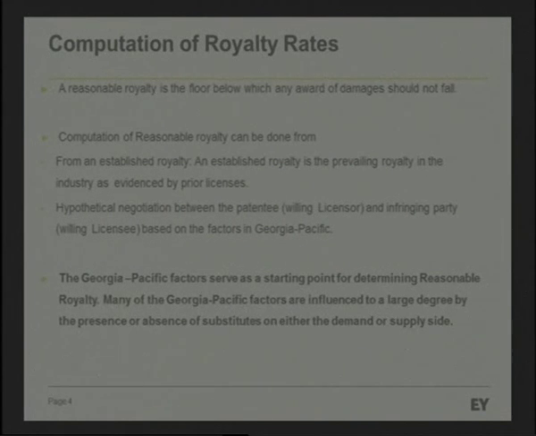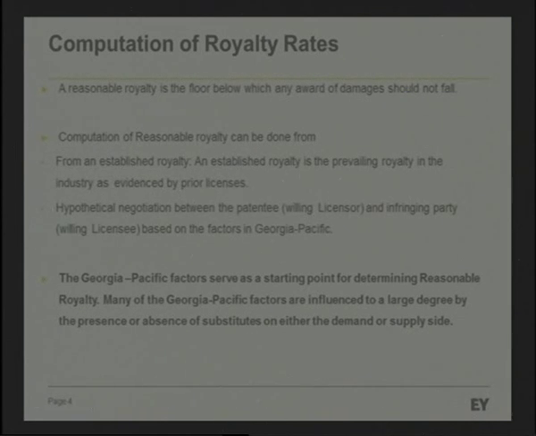Computation of royalty rates. Royalty rate, as I defined earlier, is a reasonable rate typically expressed as a % of sales below which any award of damages should not fall. So I gave you an example of a foreign and Indian company where the Indian company would pay a % of its sales that it made using the technology or the IPR that is legally owned by the foreign company. So in return, they would pay a percent, say 3% or 5%, to the parent company of the total sales made. Now, in a dispute or an arbitration scenario, the question comes whether that royalty rate is fair, reasonable, and non-discriminatory, or FRAND as we call it.